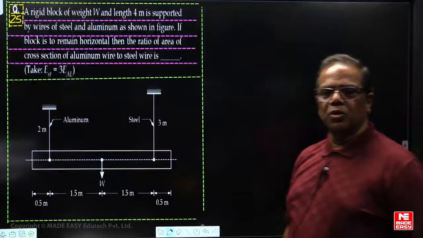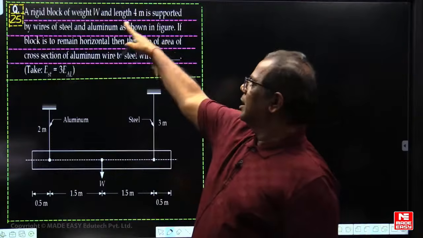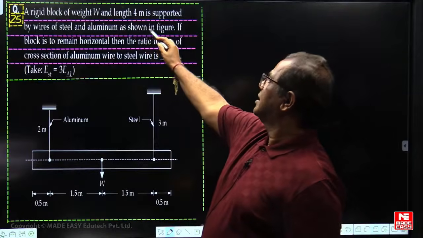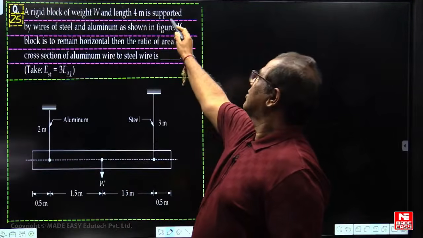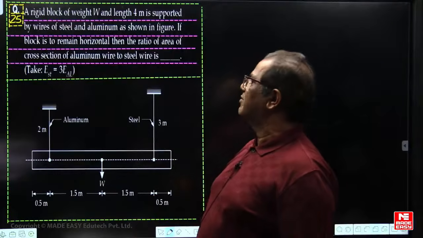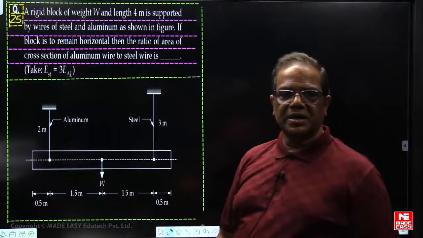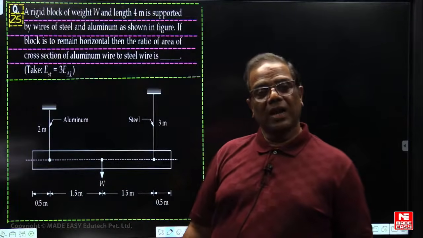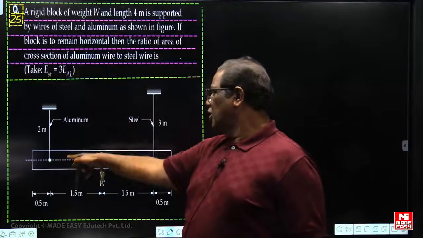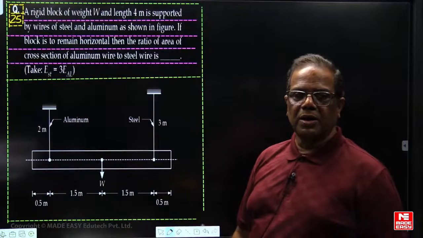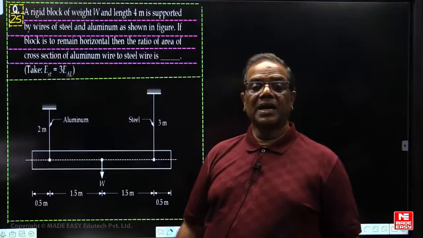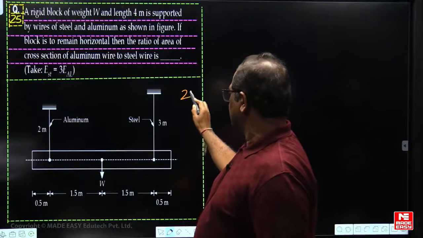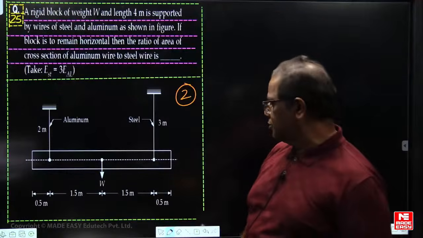And this question, last question, everybody is going to do it from the first chapter now. A rigid block. This type of questions you have done in the first chapter now. A rigid block of weight W, length is 4 meters, supported by 2 wires, aluminum and steel wires now. If the block should remain horizontal, what is the meaning now? Both the wires should be equally elongated. So change in length of the aluminum wire and change in length of the steel wire should be same now. So this is the bars in parallel. By equating the change in length, we'll get the ratio of the areas. For this question, answer is going to be 2.